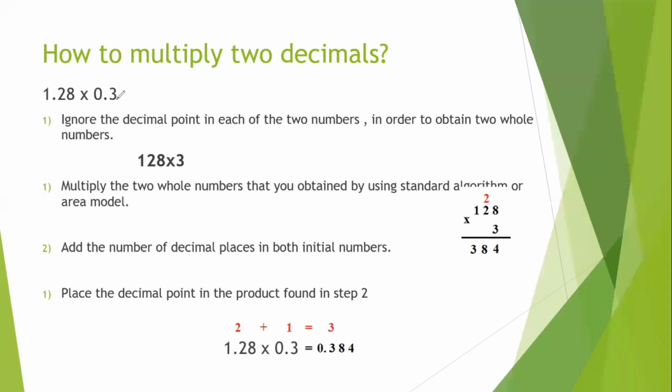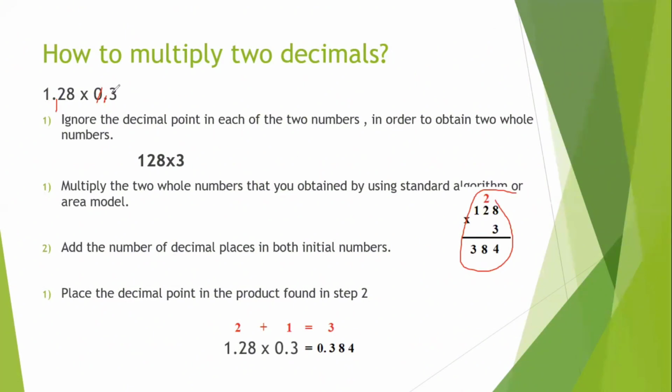First, ignore the decimal point and write it 128 times by 3. When we ignore this decimal point, it will be 0.3, that means 3. And when we ignore this, it will be 128. Now, let's multiply as usual. 3 times 8, 24. Put 4 and carry 2. 3 times 2, 6 plus 2, 8. 3 times 1 equals 3. Now, the answer is 384.